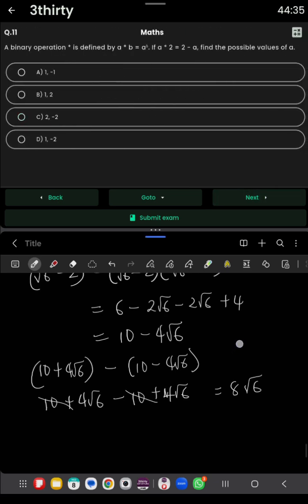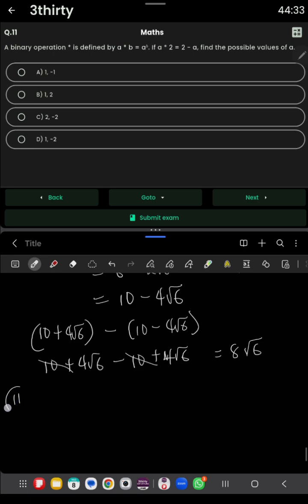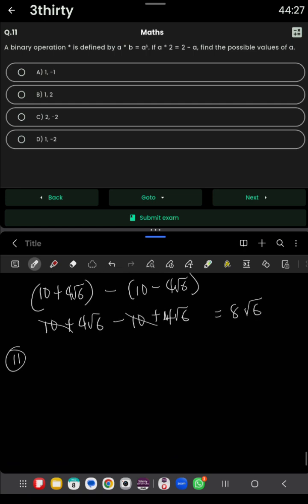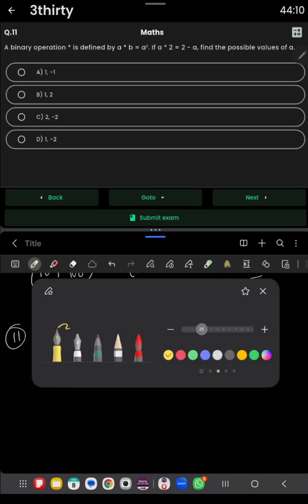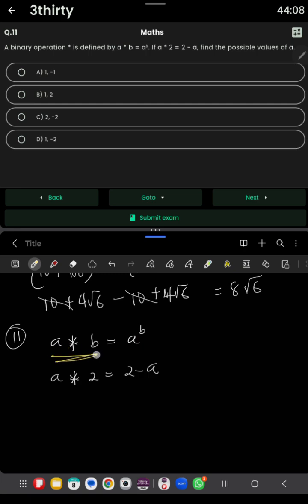Number 11. The binary operation is defined by this. Alright, so binary operations. I really like this question. So A asterisk B is A raised to the power of B. And A asterisk 2 is 2 minus A. Find the possible values of A. So let's pick another color. So this is this, okay, and this is this.